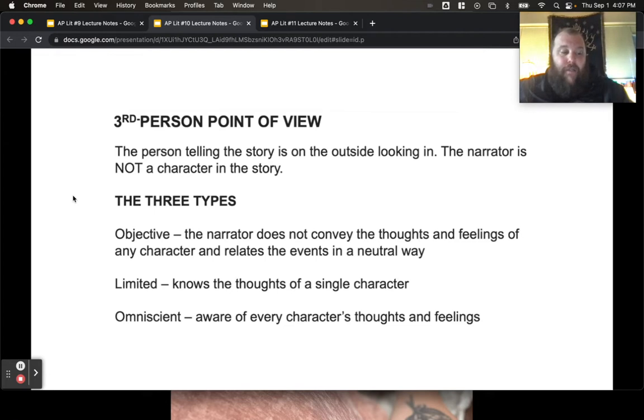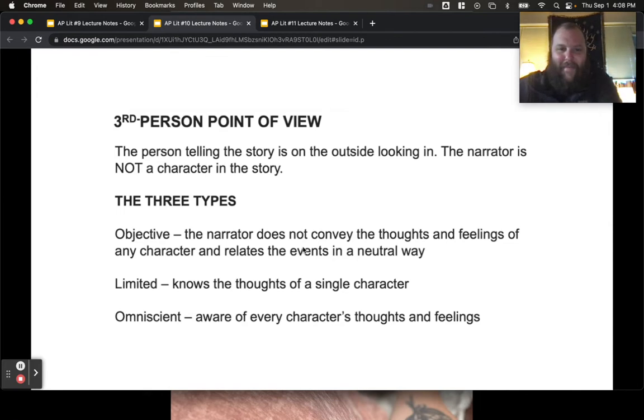And then we have third-person limited, which means that the narrator knows the thoughts of a single character. Real quick, let me pause. These two, objective and limited, they're close. The strengths of objective are that it can be very objective. It's just telling the events in a neutral way. So we would hope that in a story told in third-person objective, within the confines of that story, we can trust what the narrator is telling us.